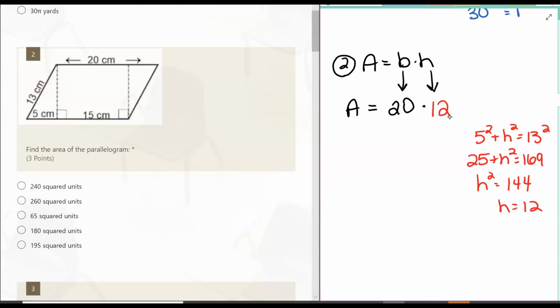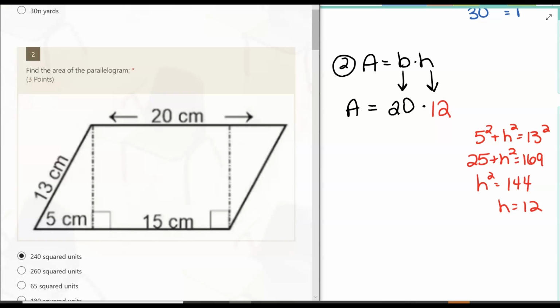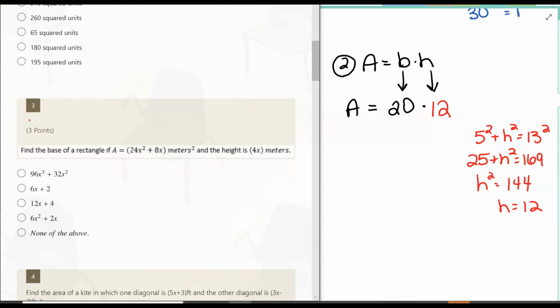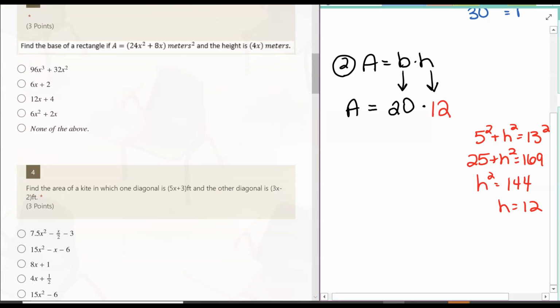So now I can find my area. 12 times 20 is going to give me an area of 240 squared units. Okay, hopefully we're good on number 2. Number 3.